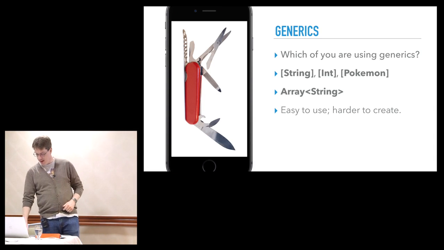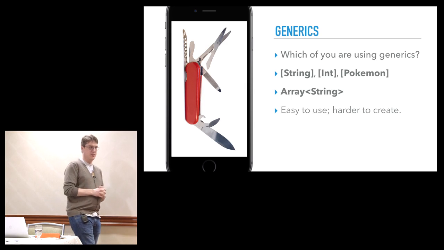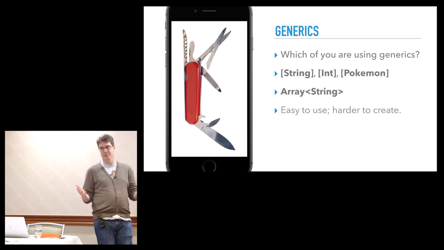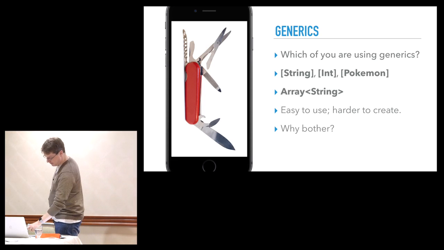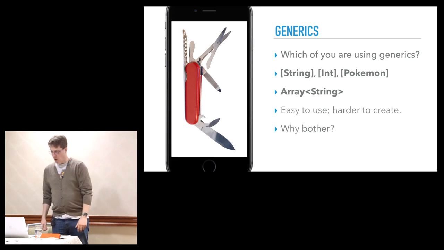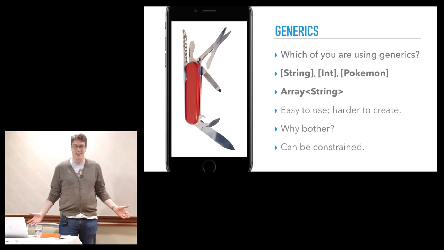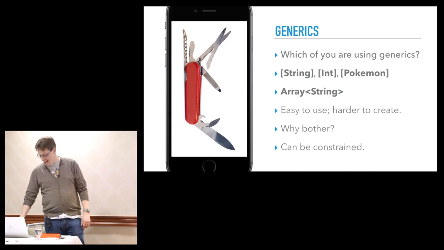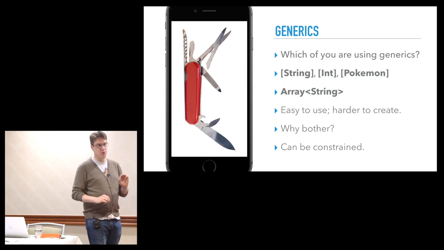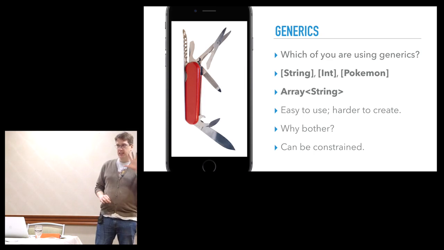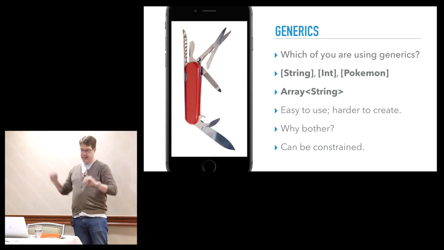So, they are extremely easy to use. Like I said, array of strings. Generic right there. But they are harder to create. So the question is, why bother? If they're so hard to create, where's the point? And the answer is because you can constrain things beautifully. You can do really, really powerful generic code, saying generic here, but only if this is the case.